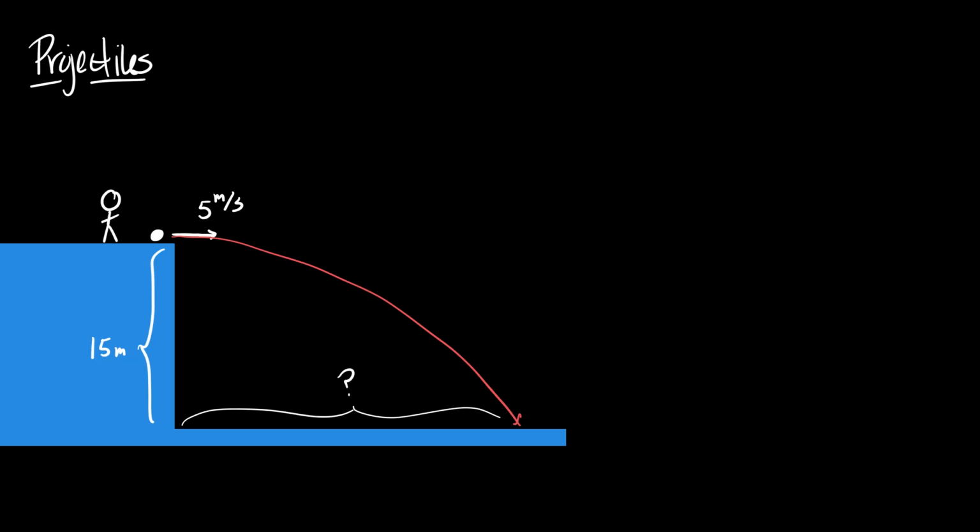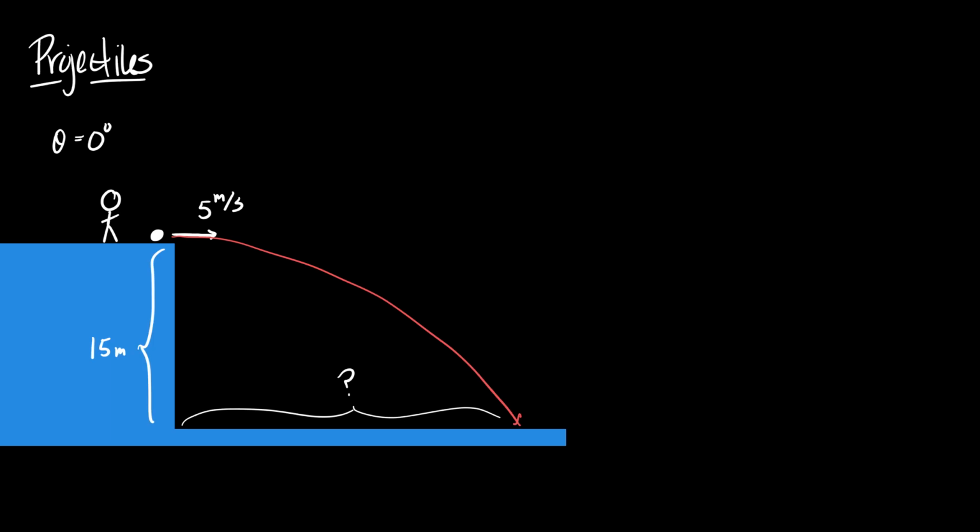A kid's standing up there. That's 15 meters from the top of the building to the floor. The kid kicks the ball with an initial angle of 0 degrees. Right, just kicks it horizontally. And I just want to figure out where it hits the ground. So use what we talked about the other day.